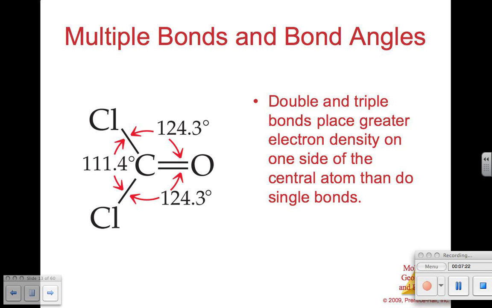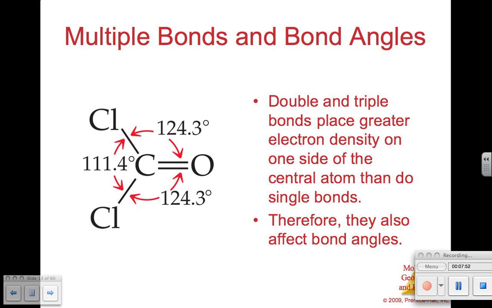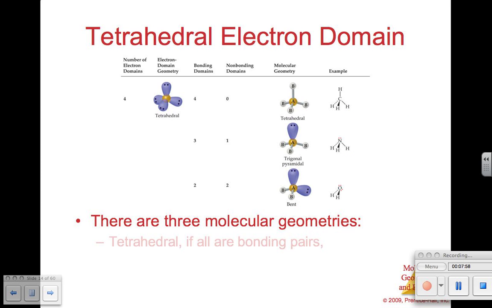Okay, when you have multiple bonds and different bond angles, so double and triple bonds, they create a greater electron density in that area. So you've got this double bonded oxygen. Well, there are 4 electrons shared between that carbon and that oxygen, so therefore it's going to have greater repulsion to those single bonds between the carbon and the chlorine. So therefore, the carbon and chlorine bonds are closer to each other, with a greater distance between the oxygen and the chlorine. So the number of electrons in domains will affect the bond angle in the process.